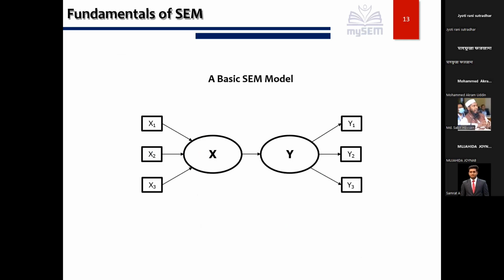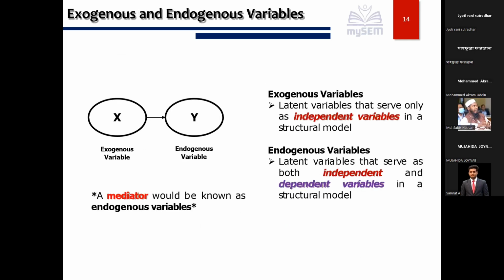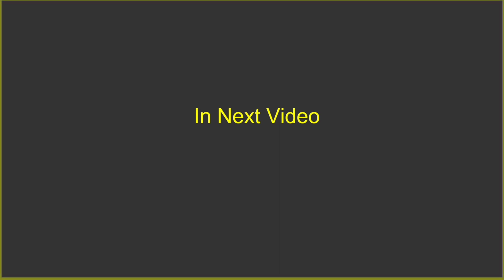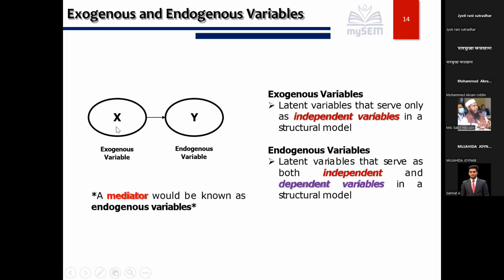Basic SEM model, I already showed you, it will be like that. See, X. This is the independent variable, exogenous variable. Endogenous variable, this is the dependent variable. Exogenous variables are latent variables that serve only as independent variables in a structural model.